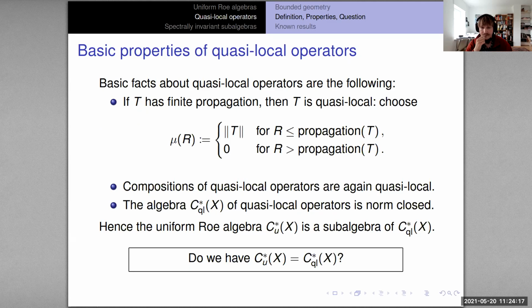Can we multiply them? I mean, you can multiply them because these are algebras, so you of course end up with a quasi-local operator. You're probably asking if the uniform Roe algebra is an ideal, but that's not the case, I would say. I've never really thought about this question, but I think if it would be an ideal, then the question that I've written down here would be much easier. Okay. Well, it contains the identity operator, so it cannot be an ideal, right. Yes, you cannot do anything with the multiplier stuff.